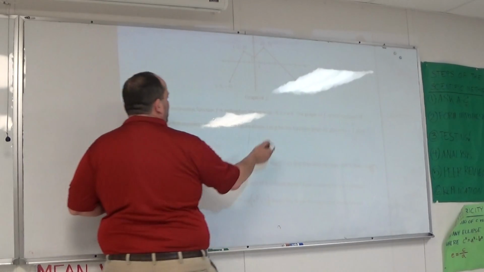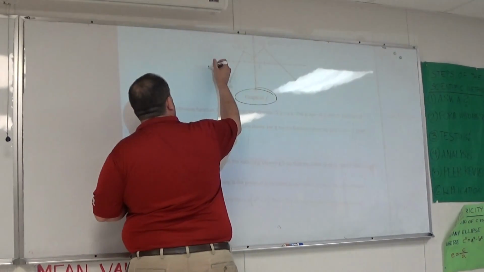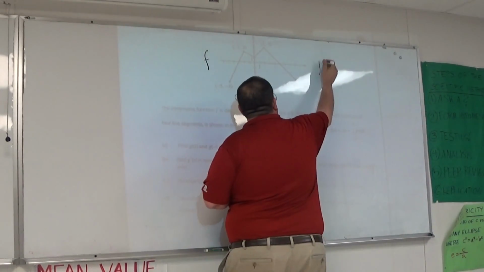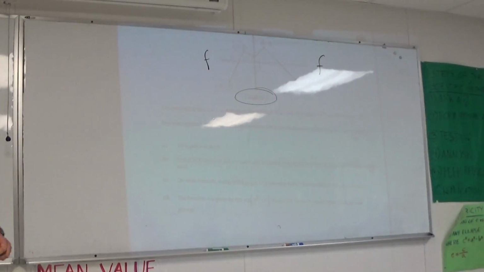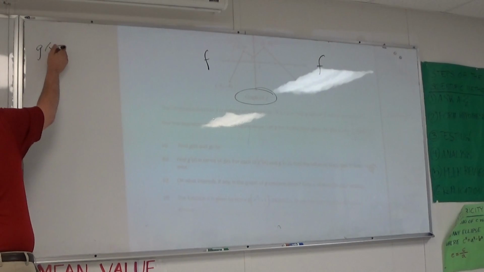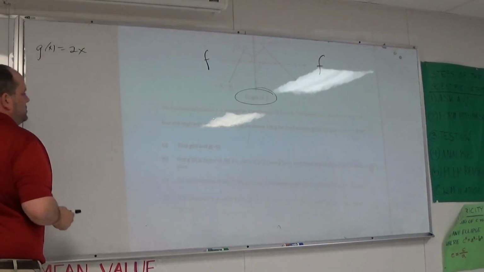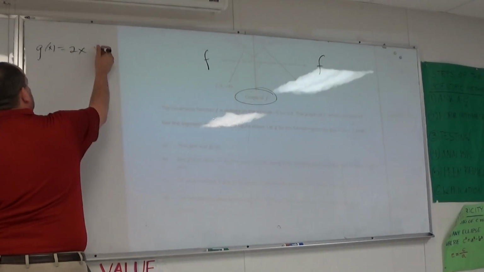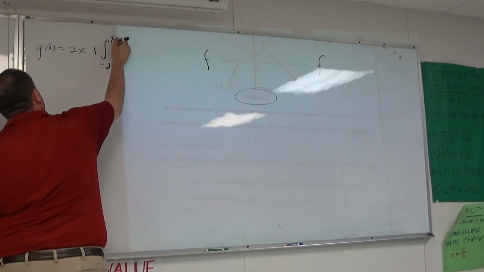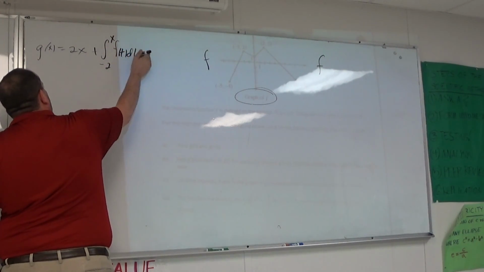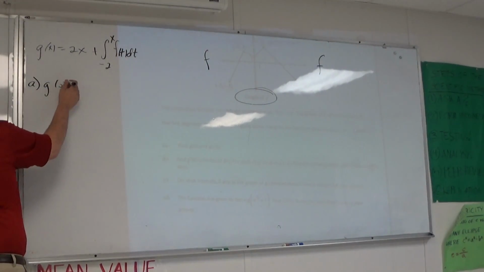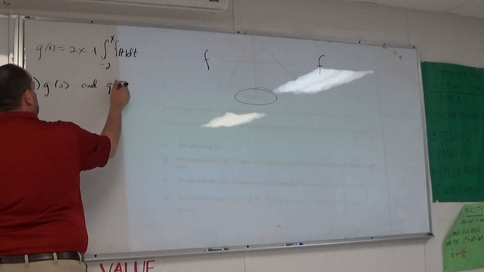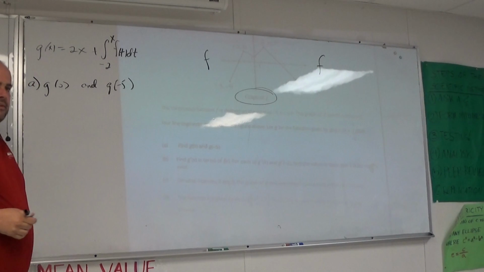Important stuff that we know. This is the graph of f. Don't blow it. Make sure you know what function you're talking about. We've got some other function in the house. g of x is equal to 2x plus the integral from -2 to x of f of t dt. And in part A, you need to find g of 0 and g of -5.